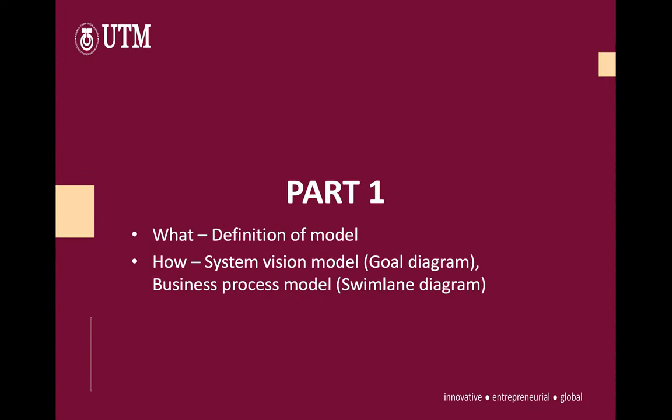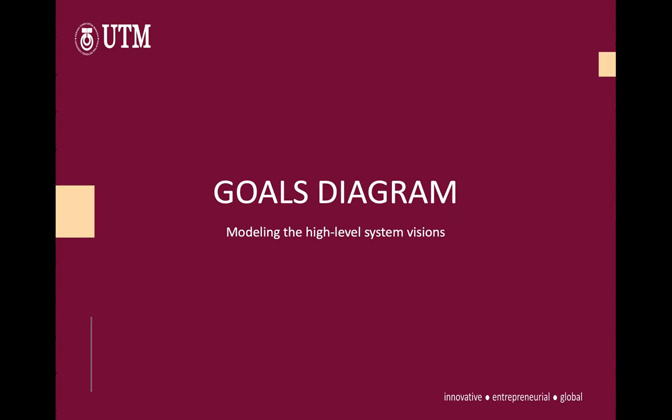This is the first part of topic 4, where we cover the definition of model, as well as how to develop the system vision model using goal diagram and business process model using swim lane diagram. The following slides will expose you to the goal diagram. Goal diagram is very suitable to model the high level of specification for system visions.